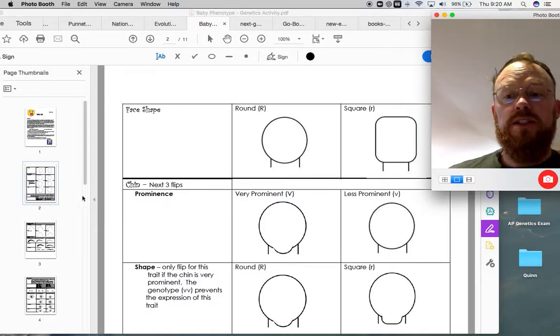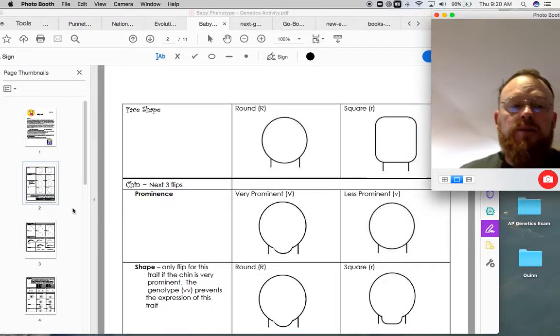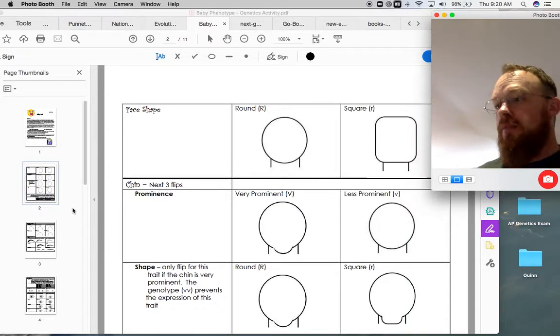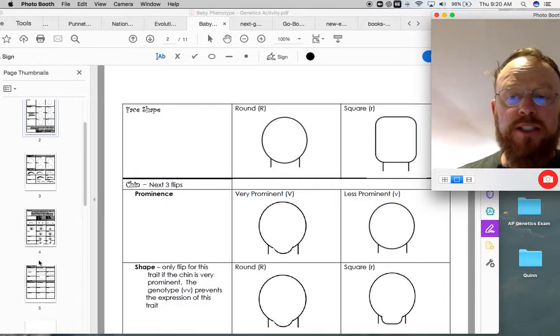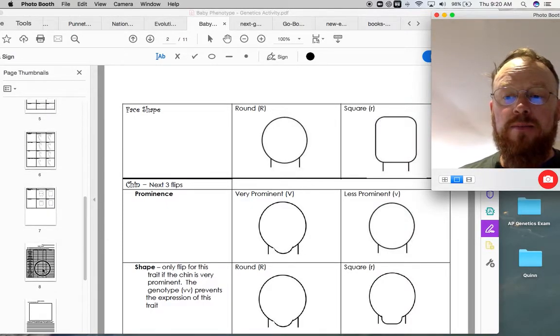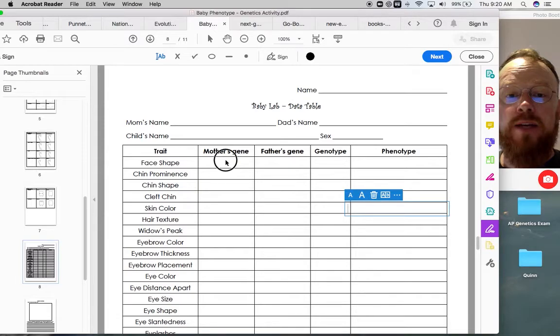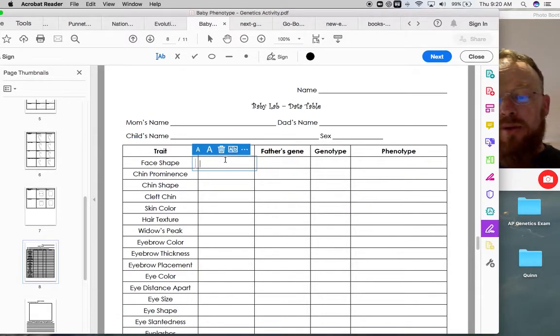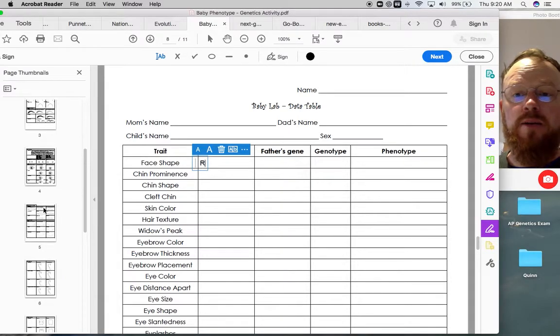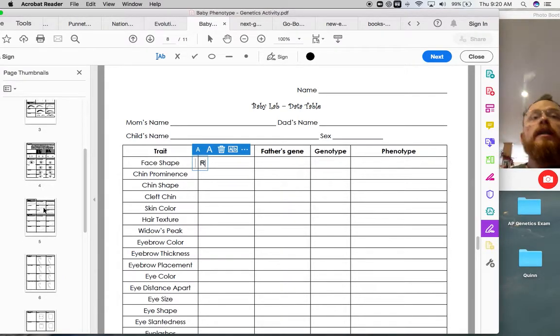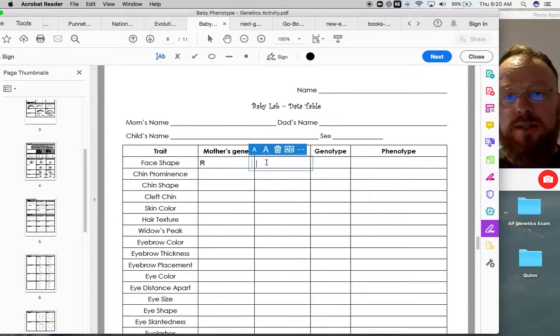Okay, so what I'm going to do is flip a coin. I'm going to pretend I'm both mom and dad. I'll pretend I'm mom first. I flip a coin and I get heads. So then I go to page 8, and I write in here capital R, because heads means a dominant allele, okay? And then I flip again for dad's gene, and it turns out I got heads again. That's 3 heads in a row. Okay, so that's capital R from dad.